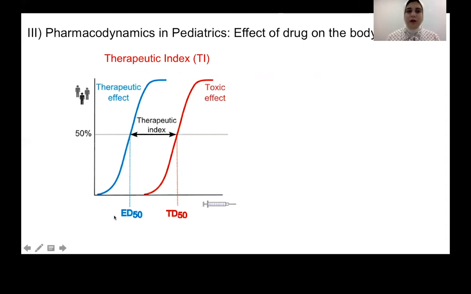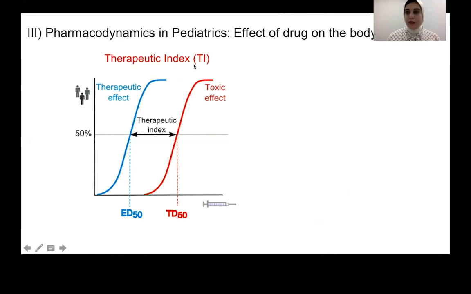First, I would like to have a quick look at this graph. Maybe most of you have heard about the therapeutic index, or the TI, the ED50 and the TD50. What is the ED50? Simply, it is the dose which gives a pharmacological effect in 50% of people given the same dose of drug. What is the TD50? It is the toxic dose which gave a toxic effect in 50% of patients treated by this drug.